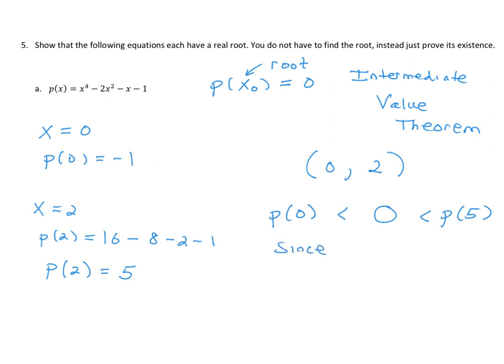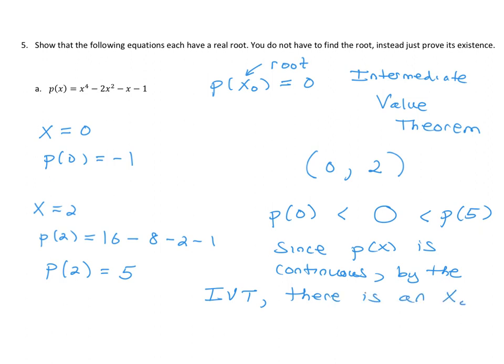Since p of x is continuous, by the intermediate value theorem, there is an x value such that p of x naught is equal to 0. And that proves the existence of this root, even though we don't know what it is.